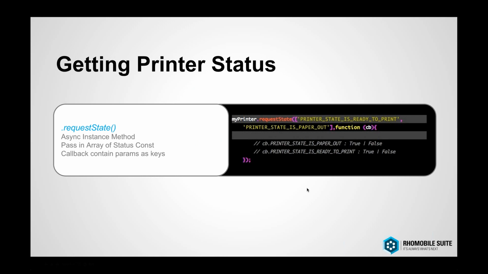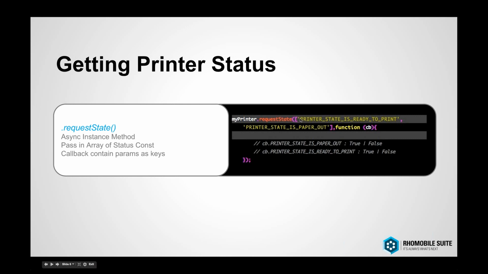So, getting printer status. Remember, now we have an instance object, myPrinter, that's of type Rho.Printer. And now I can execute the instance methods that are available to it. One of them is requestState. In this particular method, we're passing in an array of status types that we want status or state on.